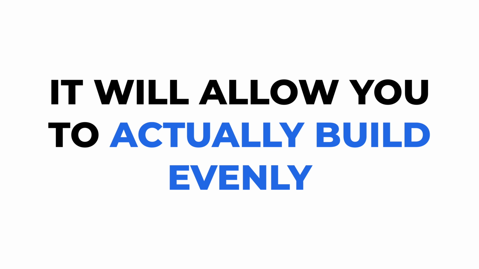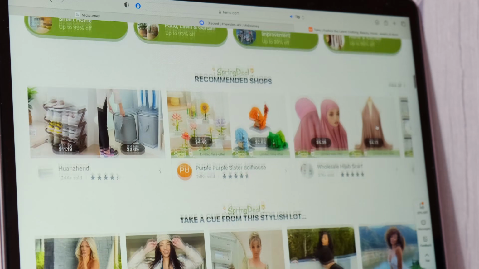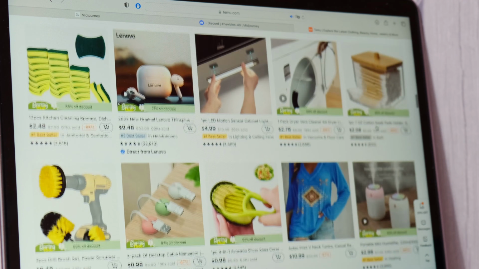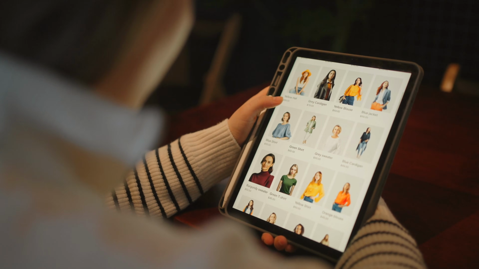The fourth reason is that it will allow you to actually build evenly. If you are starting with 7 or 8 or even 9 different print-on-demand products, you're probably going to make 5 designs for one, maybe 7 designs for another, 8 for another, 12 for another, and before you know it, you're sort of uneven. You've basically chosen too many products at the beginning and you've made a random assortment of designs.